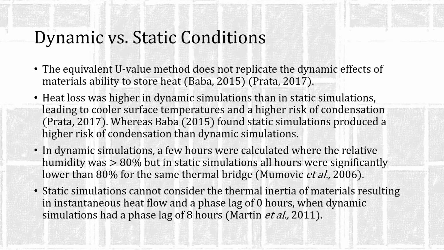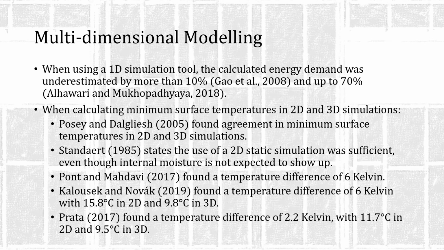These papers suggest that the method used in Clause E3 is likely to overestimate heat flow, resulting in apparent risk of condensation. The effects of using a one-dimensional simulation tool can underestimate the energy demand by 10 to 70%. Prater and Quentin and Feldheim found the use of one-dimensional modeling is inadequate and a 2D or 3D simulation tool should be used. Kalusak and Novak argue that even though the word multidimensional covers 2D and 3D, the results from using these methods can vary significantly.